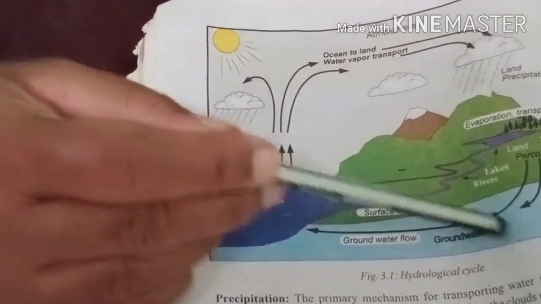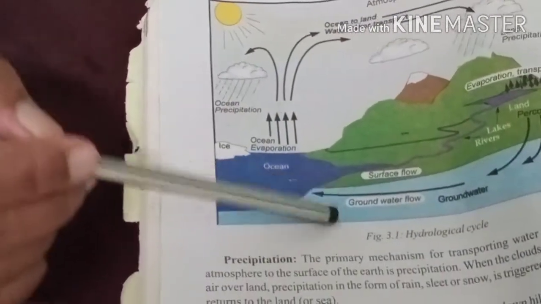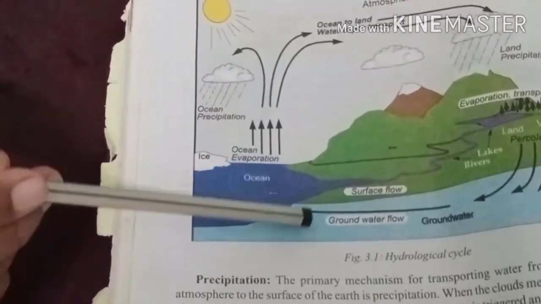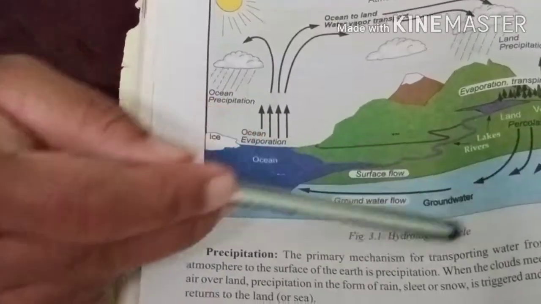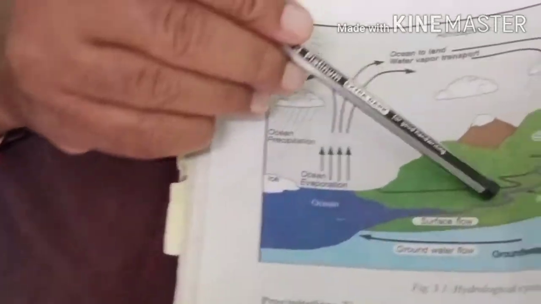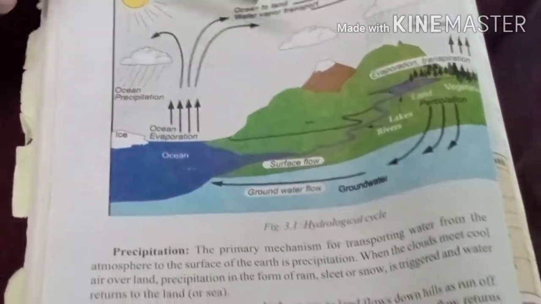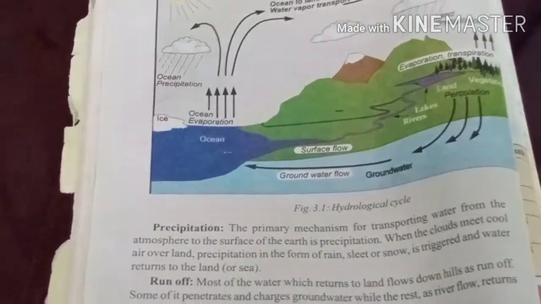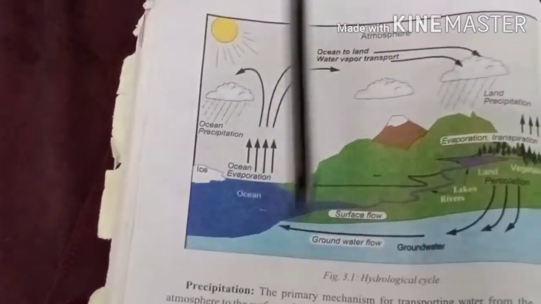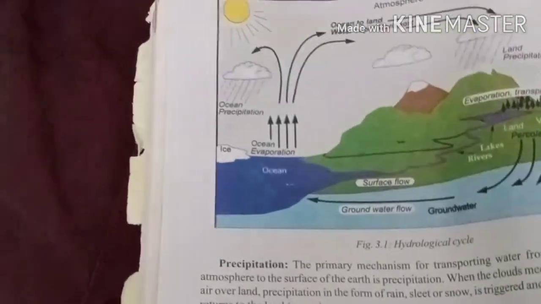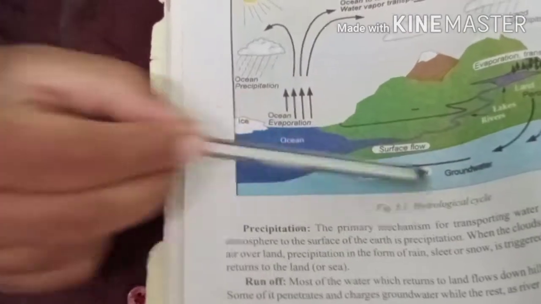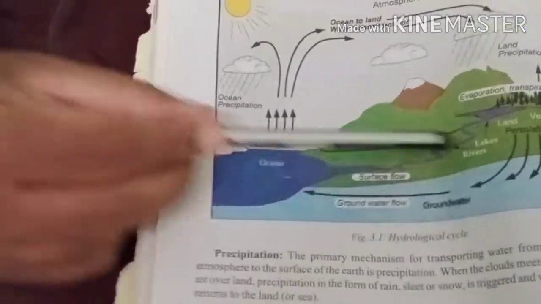Some portion of the surface flow penetrates inside the ground and recharges the aquifer. Recharge means store. Aquifer means the water stored inside the ground. Some portion of surface flow water, like river, stream, canal, pond, lake water, penetrates inside the ground and recharges the aquifer, storing the water inside the ground.